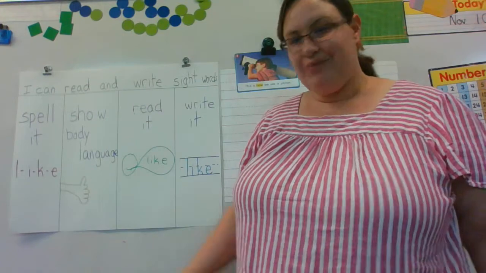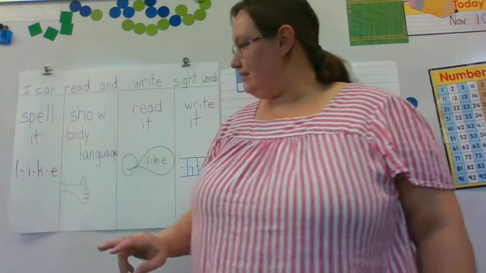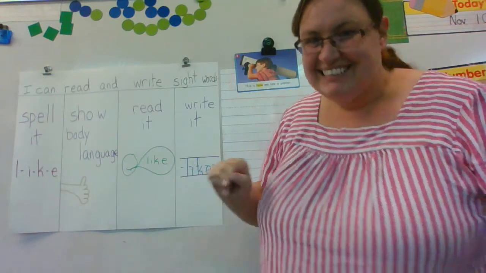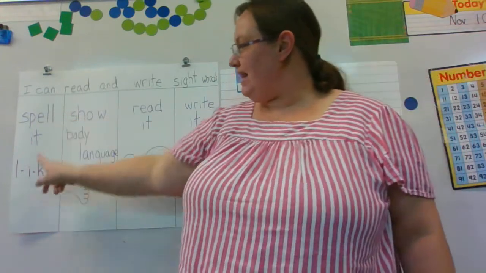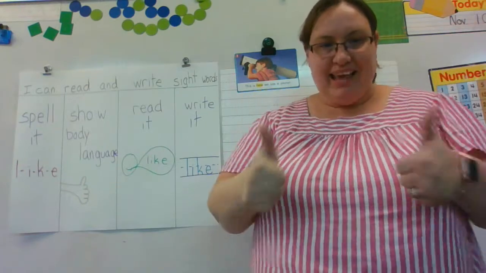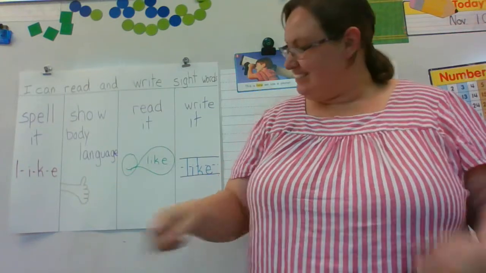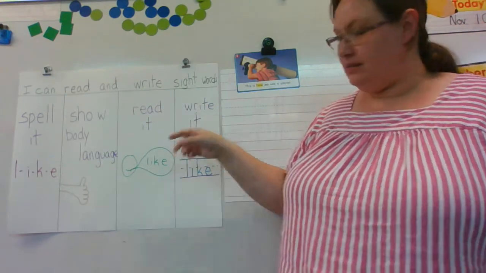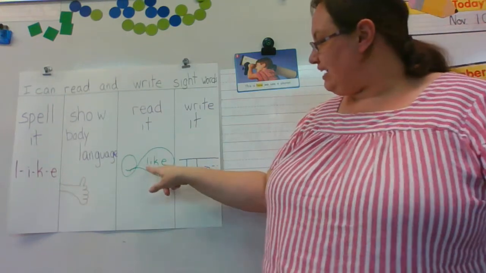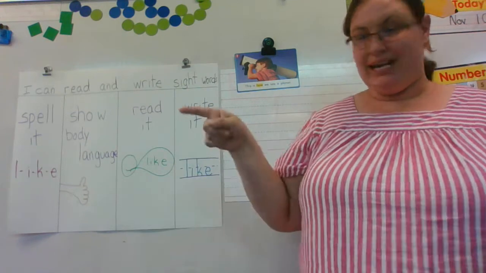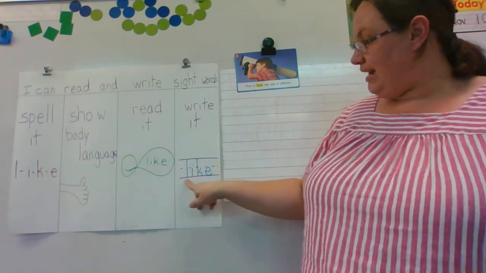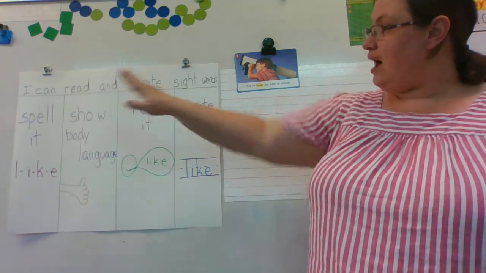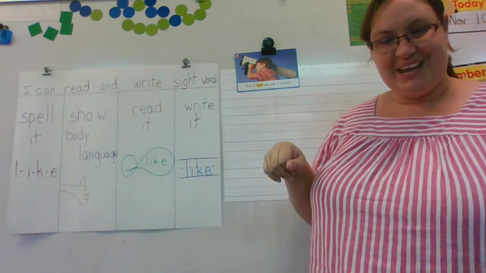When I'm learning a sight word, I learn to spell it. This one is L-I-K-E. I bet you know what that is. We spell it a lot. I spell it. I show the body language. Like. Give it a thumbs up. I read it. So I say the word. I look at it and I say like. I read it. And then I can write it. L-I-K-E written neatly on the lines. I can read and write sight words.